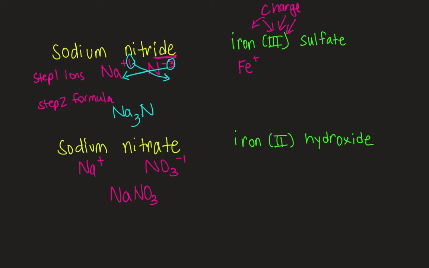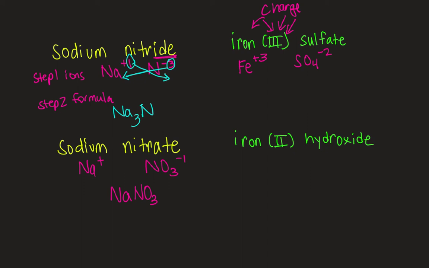So it's plus Roman numeral 3, plus 3, okay? If you have a metal where the charge varies, I have to tell it to you in the name, like I did here in the Roman numerals, okay? Sulfate. Sulfate is on your pink sheet, so look up sulfate. SO4 with a -2 charge, okay?